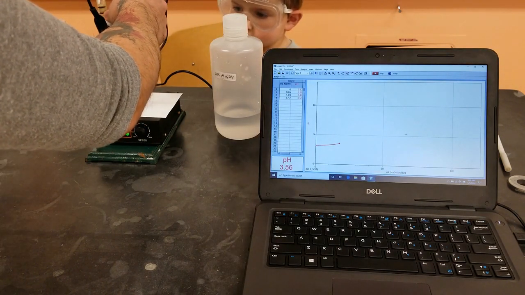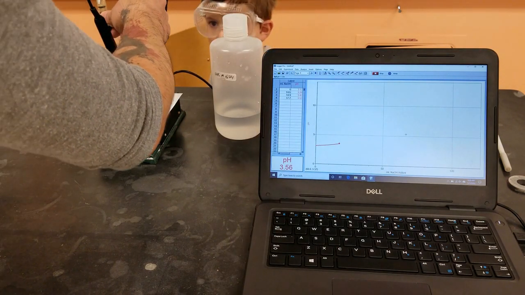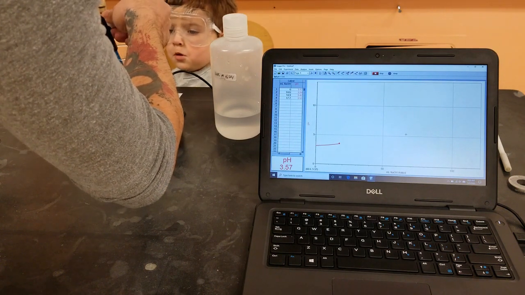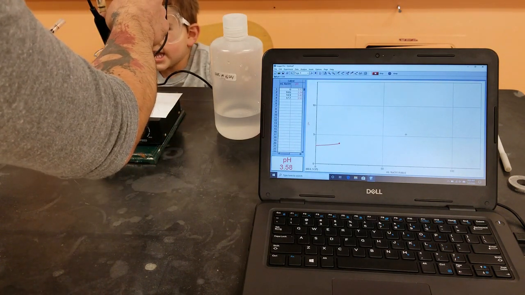You see how it's turning pink when the drops hit it? Look, when the drops hit the water, it turns pink a little bit.